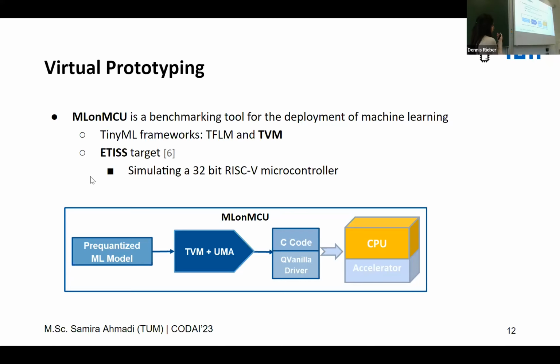Here in this picture, you can see the deployment flow. We load our pre-quantized model into MLonMCU. MLonMCU uses the combination of TVM and UMA to optimize, compile, and generate the C code of the inference function of the model. And then the CPU executes the C code and the driver of our accelerator, and then the supported operators can be offloaded to the accelerator. Here we use the ETISS target to simulate the CPU and accelerator and build a virtual prototype of the target.